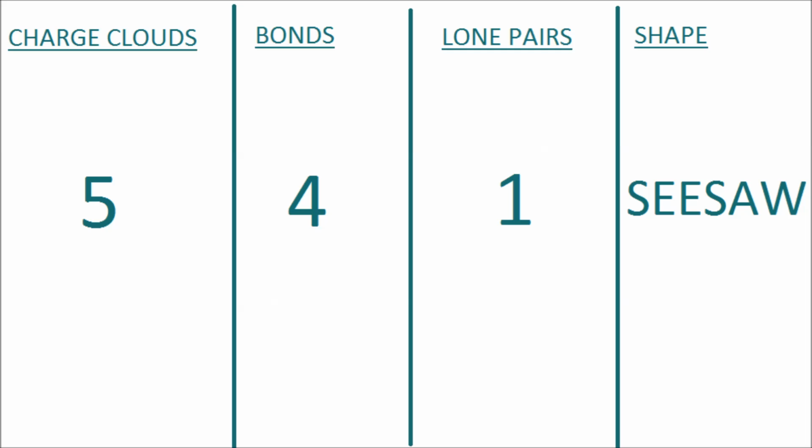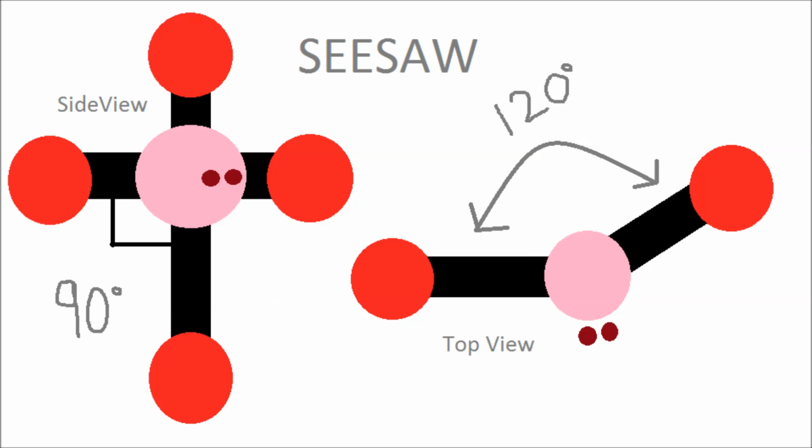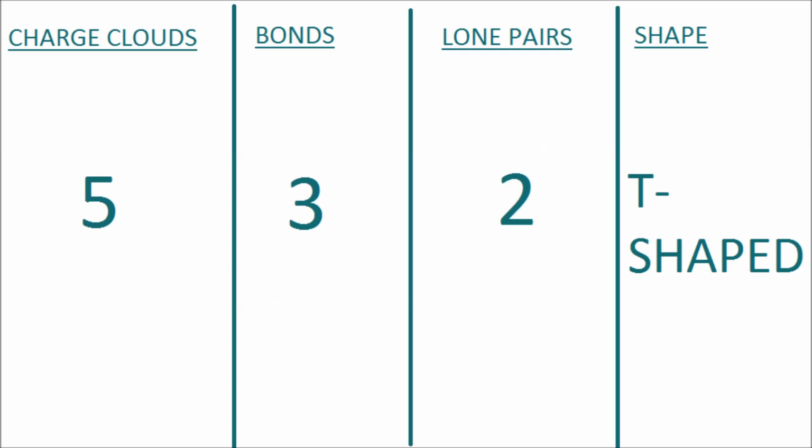The next shape is seesaw. This consists of five charge clouds, four bonds, and one pair of lone electrons found around the central atom. Seesaw geometry experiences both 90-degree bond angles and 120-degree bond angles.